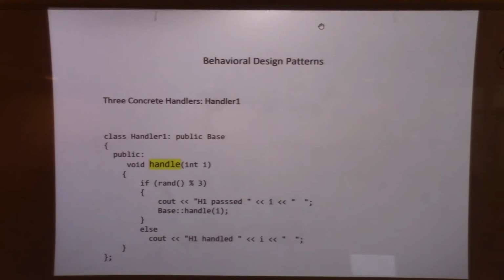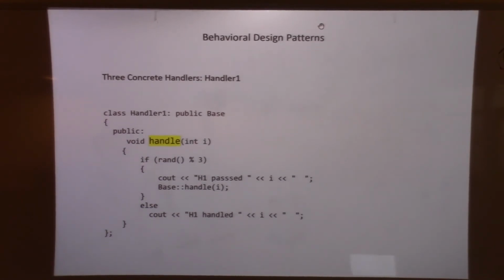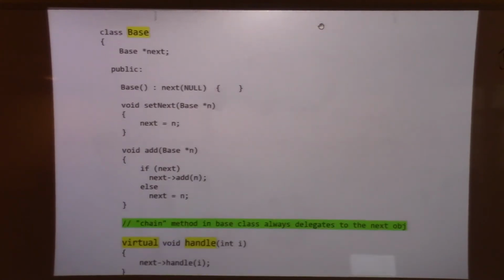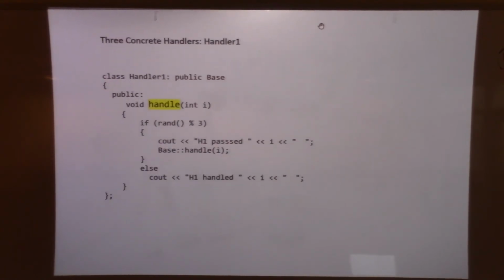Okay, so now we're going to create actual handlers. Handler number 1 is a subclass of base. So that means it inherits set next, it inherits add, and it inherits handle. This is virtual, but it's not pure. So it is an actual method. So this is not an abstract class, but it is a base class. So handler 1 subclass is base, and what is it doing here?